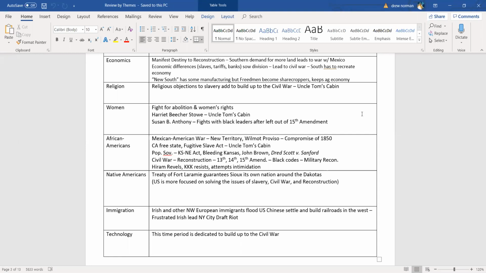Unfortunately, when the 14th Amendment is written, it actually includes the word male. And then when the 15th Amendment is passed, it excludes women. And so Susan B. Anthony and her former close friend, Frederick Douglass, have quite a bit of a spat and fight over this, because she thought that they had been working together. But Frederick Douglass tells her that if they had tried to include women in these amendments, they would not have gotten the amendments passed.